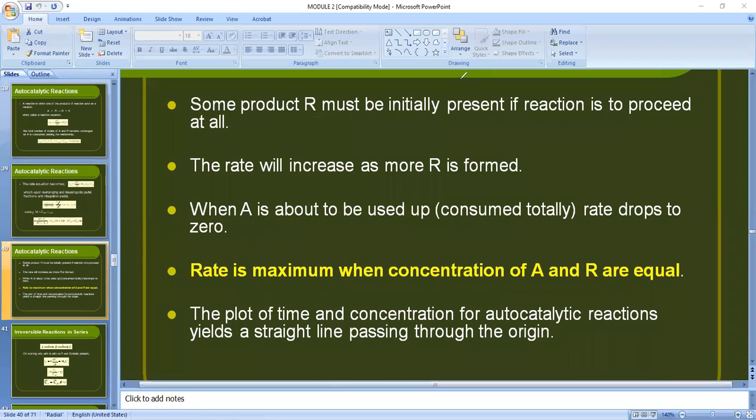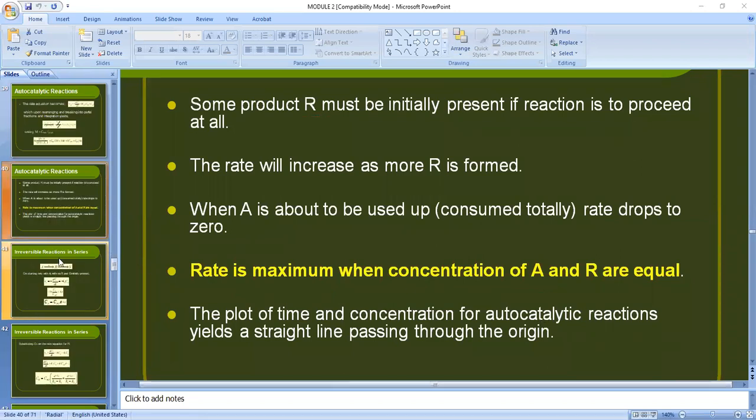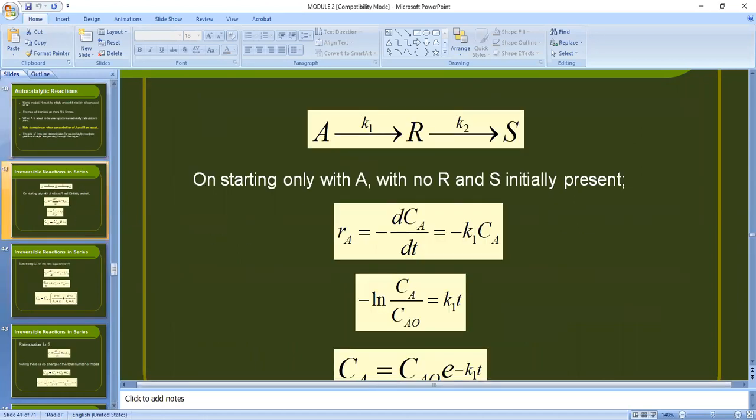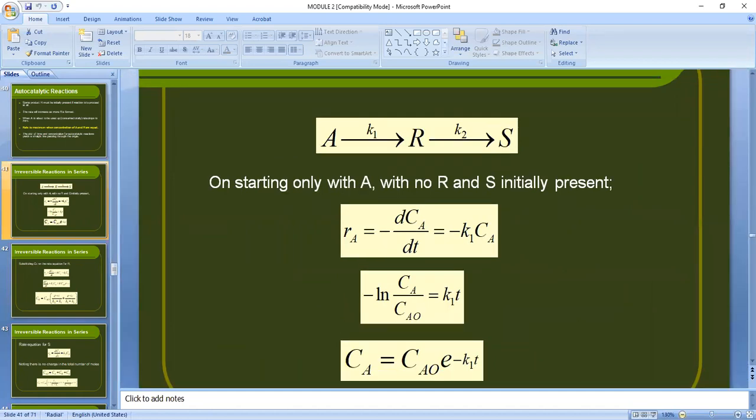Very important information regarding autocatalytic reactions. Now we proceed. Now this one is for a series reaction, a two-step series reaction with intermediate R and final product S. You know this one? I'm sure you know why it is like that.